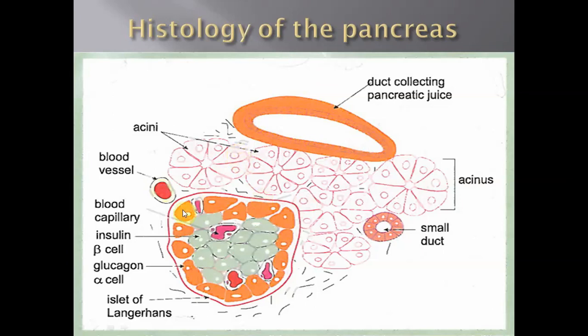Also, the pancreas has an endocrine function. And when I say endocrine, it means that these cells or glands pour their secretions directly into the blood. And we see that the islets of Langerhans are richly vascularized. They have a high number of blood vessels.